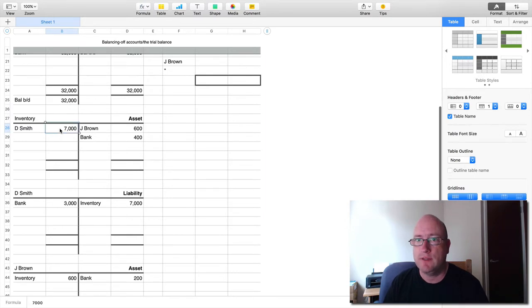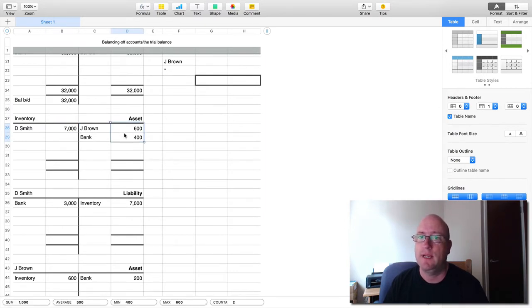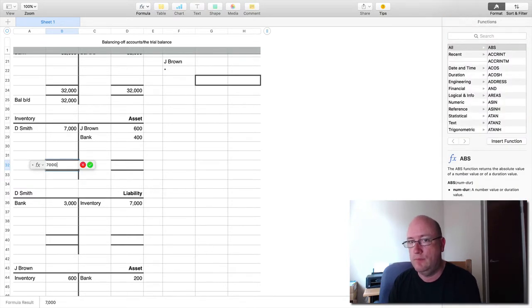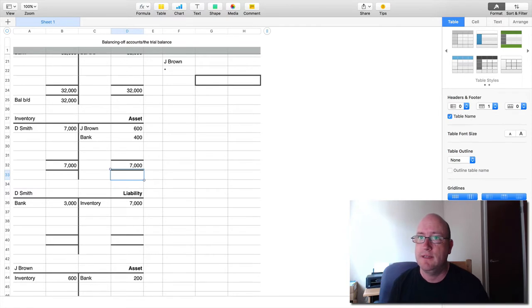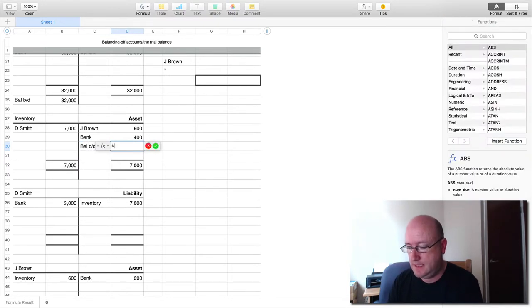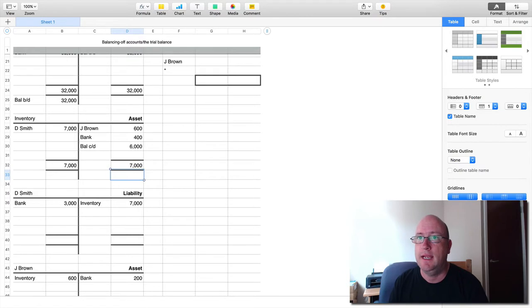So inventory, we've got 7,000 on the debit side, we've got £1,000 on the credit side. We know this is higher, so we're going to put the balance straight in there. We know it's got to be exactly the same. So the difference, even I can work that out without a calculator, incredibly, it's 6,000. So we're going to say balance carried down, 6,000. And we're going to say balance brought down on the opposite side, 6,000.